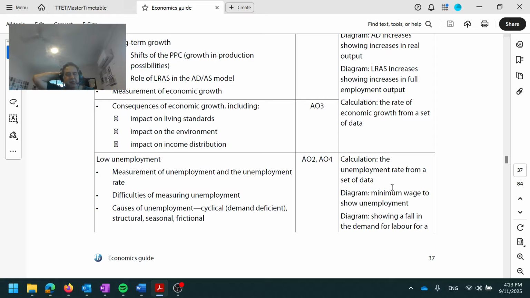So that's showing the level of unemployment. Weirdly, the textbook treats that as a type of structural unemployment. I don't quite get that, but anyway, we just accept that and we move on.